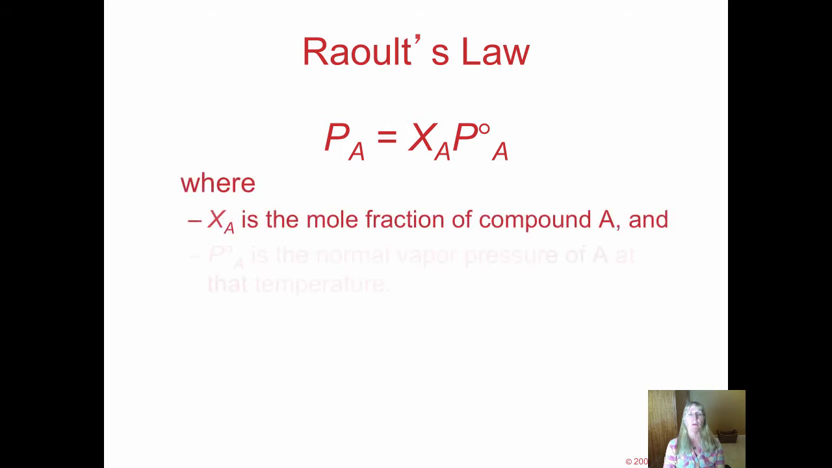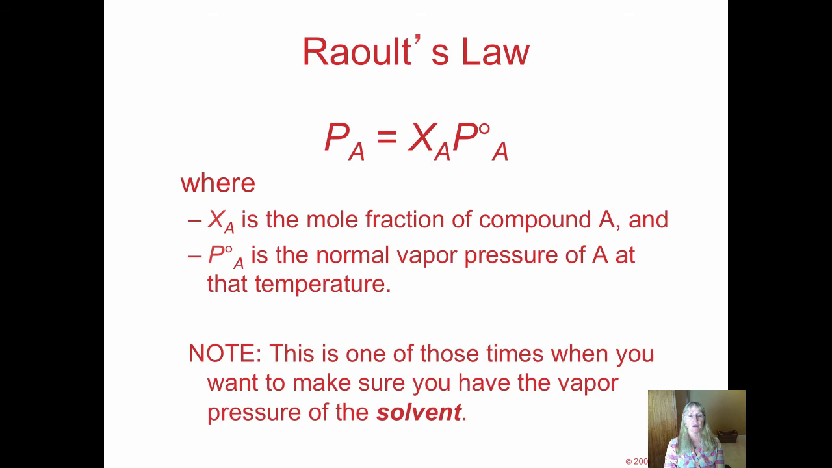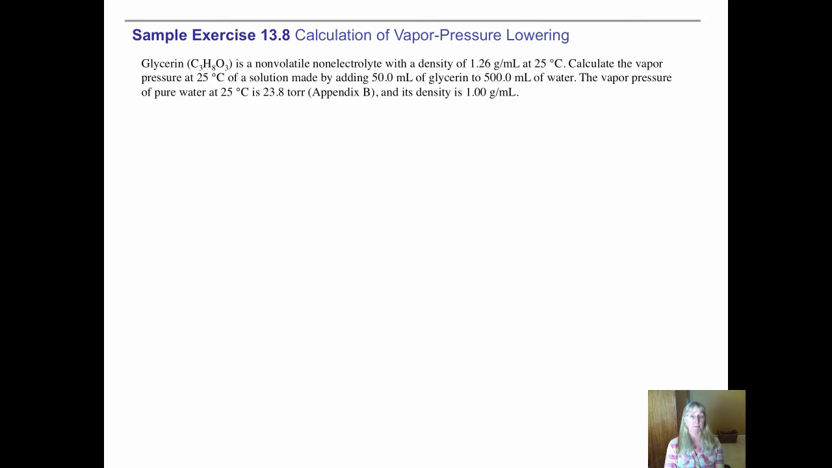You will need to know the mole fraction of a compound A, which would be symbolized with the letter X. You're going to need to know the normal vapor pressure of your substance, and if you do, you will be able to, through simple multiplication, calculate the vapor pressure of the solution. So it's important to know the vapor pressure of the solvent, and in this particular calculation of vapor pressure lowering, our solvent is going to be water.